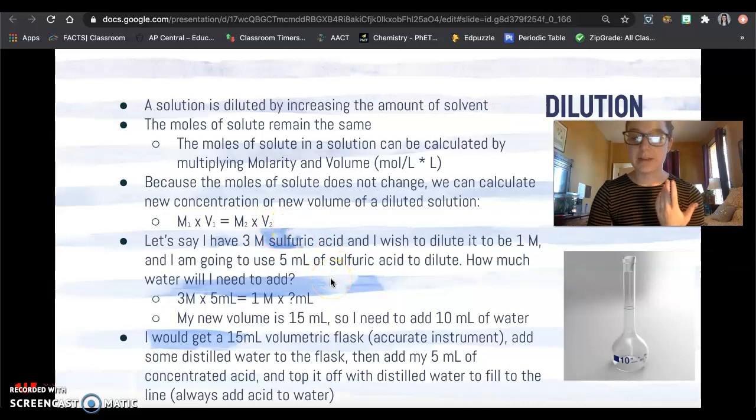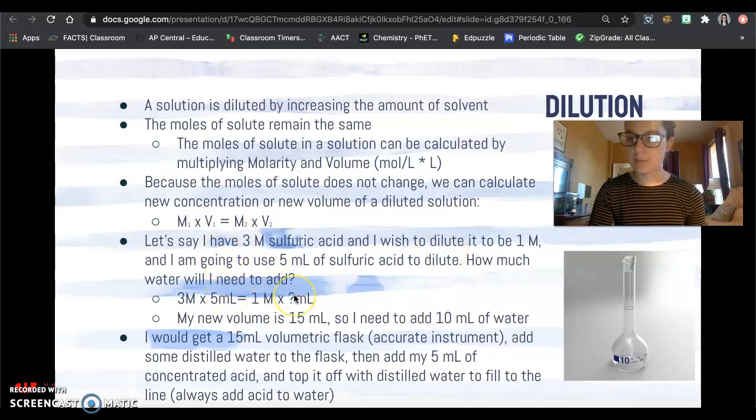So for example, I know I have this in my cabinet because I just unpacked my room yesterday. We have 3 molar sulfuric acid. I don't want to use that concentrated sulfuric acid in a lab, so I'm going to dilute it to 1 molar. To start with, my original volume is going to be 5 milliliters of sulfuric acid, so that's how much of the stock solution I am using. How much water do I need to add to make that 1 molar concentration?